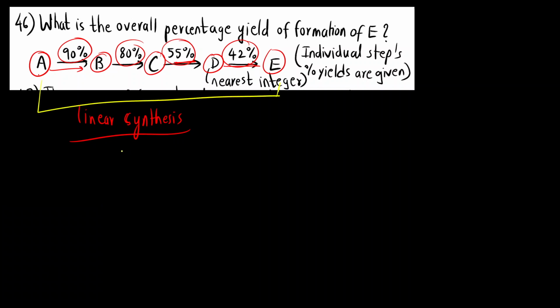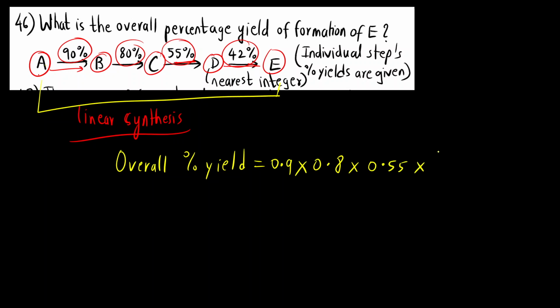How do you find out? It's very simple. For the overall percentage yield, you convert all the yields into fractions. 90% is 0.9, and multiply them: 0.9 into 0.8 into 0.55 into 0.42. It is very important that these should be in fractions when you multiply. When you multiply this entire thing, it is going to be 0.166.